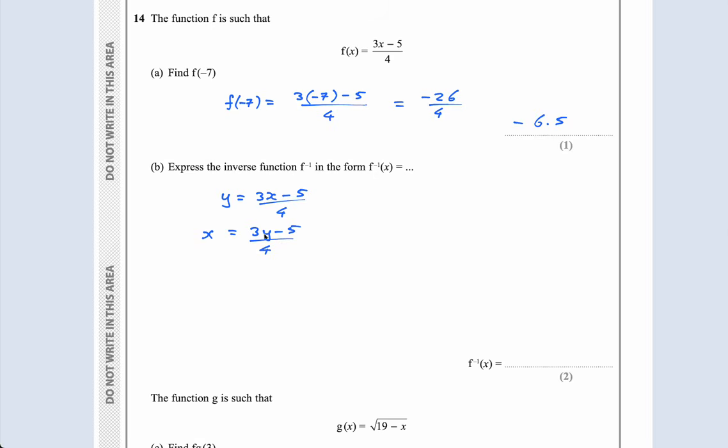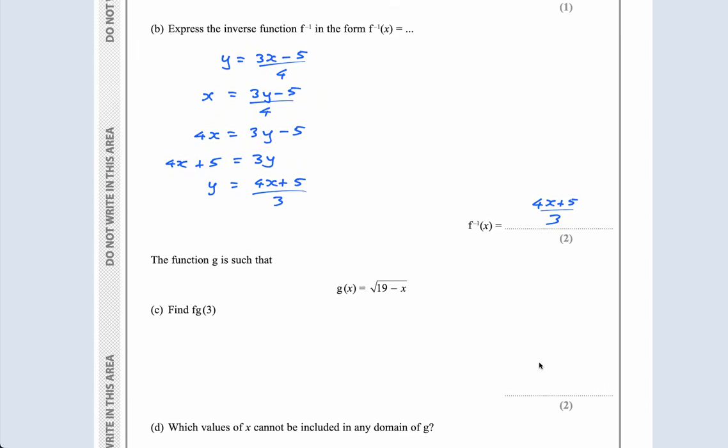And then I solve for this y. So I'm going to multiply by 4. 4x equals 3y minus 5. 3y equals 4x plus 5, adding 5 to the other side. And then y is equal to 4x plus 5 over 3. And I'm going to write it here as 4x plus 5 over 3. Okay, that is part B.